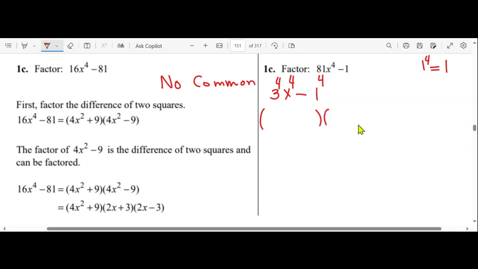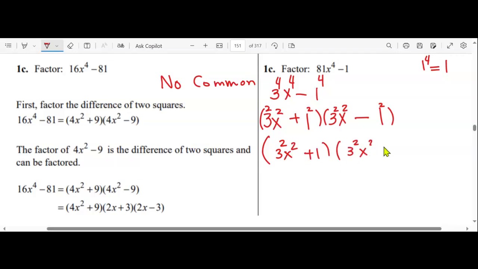Okay. So this is difference of squares. I'm going to put 3, 3, x, x, 1, 1. What about the power? Split the power. 2, 2, 2, 2. Bravo, Ali. What about the 1? Does it matter? It doesn't matter because 1 to the power of 2 is still 1. So your final answer will be what? 3 squared x squared plus 1, 3 squared x squared minus 1. Or you can say 9x squared plus 1, 9x squared minus 1.